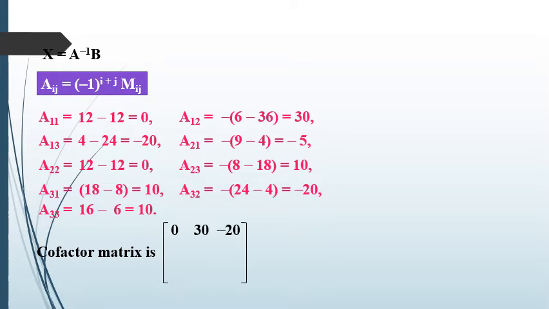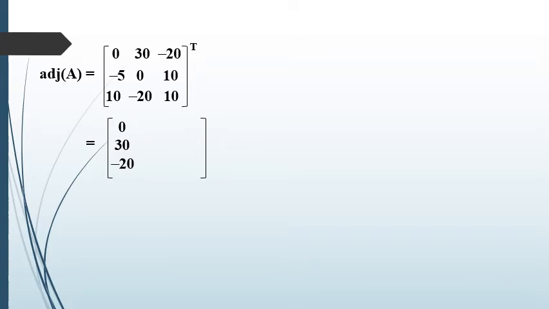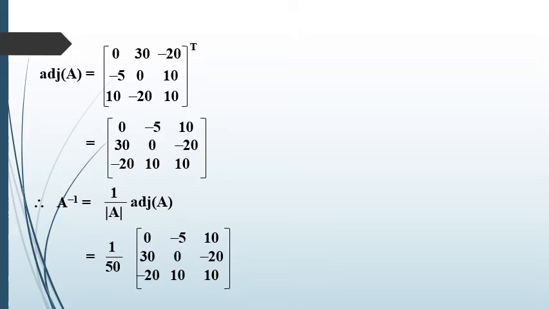So cofactor matrix is 0 30 minus 20, minus 5 0 10, 10 minus 20 and 10. Next we will write the adjoint of the matrix, which is obtained by taking the transpose of the cofactor matrix. So we convert the rows into columns. So adjoint of A will be equal to 0 30 minus 20, minus 5 0 10 and 10 minus 20 and 10. So A inverse is 1 upon determinant of A into adjoint of A. So we get 1 upon 50 into adjoint of A.